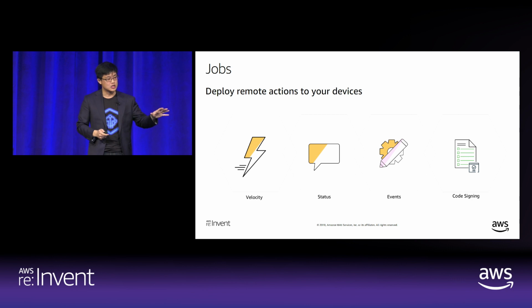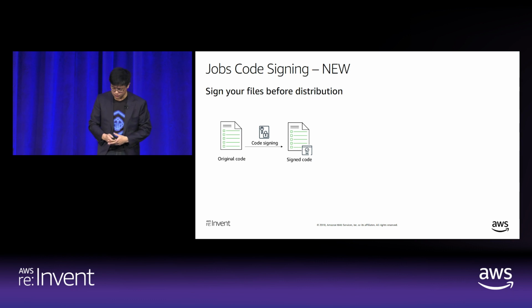And so what we wanted to do with code signing, especially with the concerns around security with IoT, is help you sign your different files before they're distributed out to your devices, to help protect your devices from potential bad actors or from a compromise. So how does code signing work? Let's walk through quickly the workflow of how that code signing process happens.